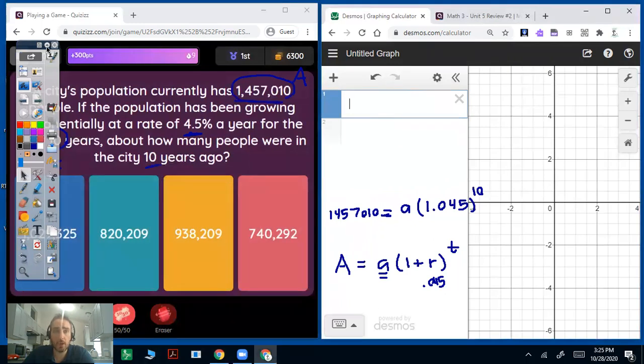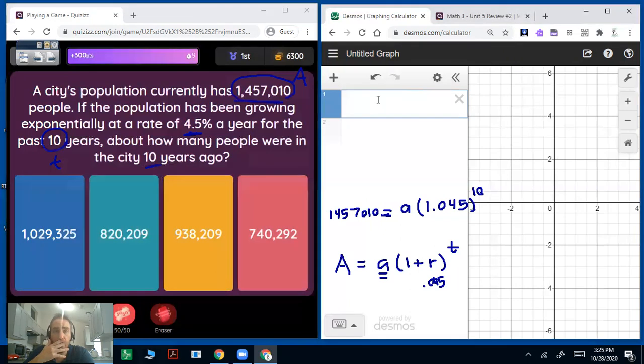Let's explore all of them and see what one works best for you, shall we? So let's go by plugging in. If I said my initial population was 1,029,325, and I did 1.045 raised to the 10 power, I would get a population of 1,598,510, which is more than what we have here. So that's not going to work. So let's go to the 82209. That gives you 1,273,759, too small. So let's go up to the 938,209, and that's 1,457,009, which we can bump that 9 up to 10. So that's the same thing. So it's going to be that answer.